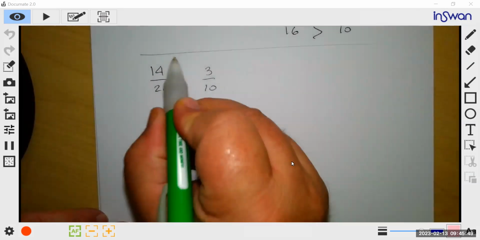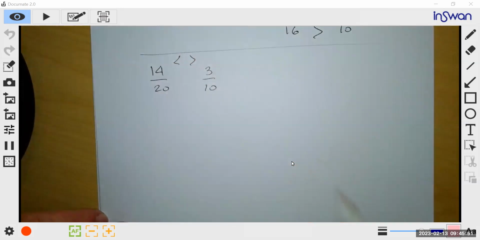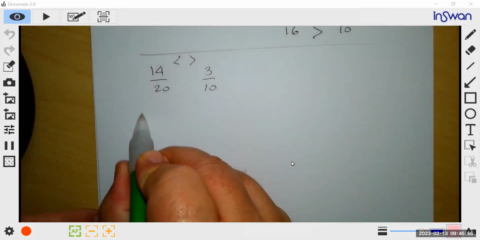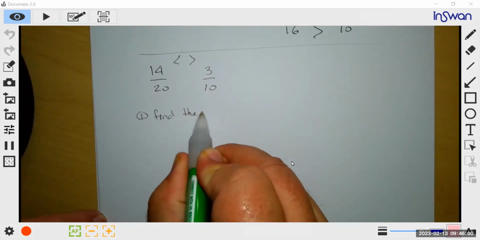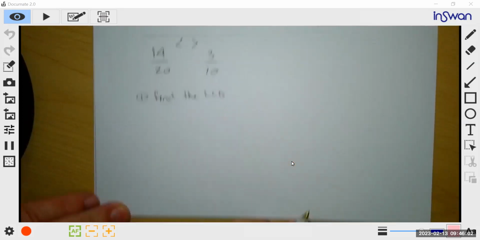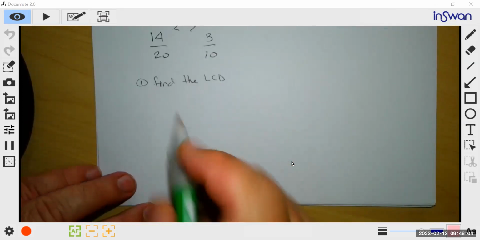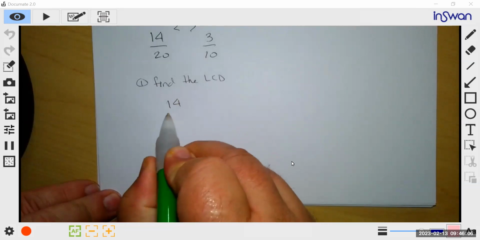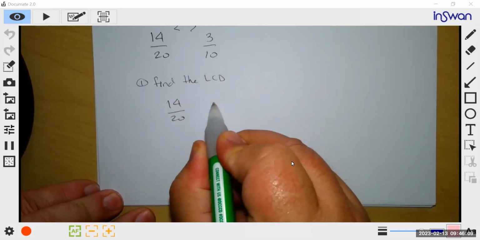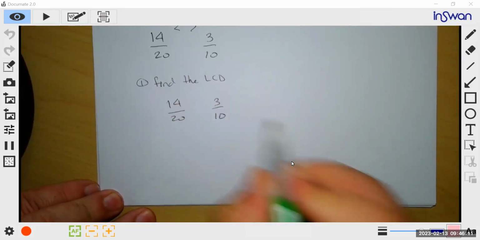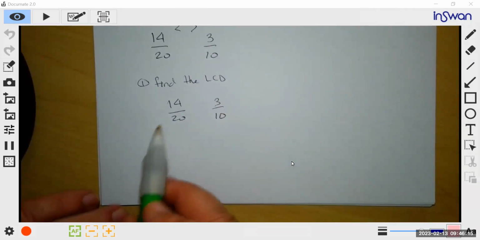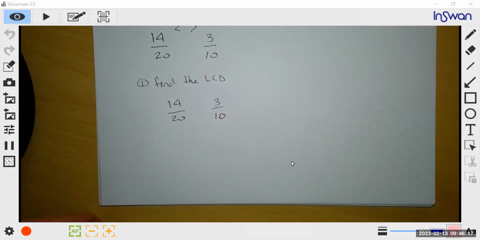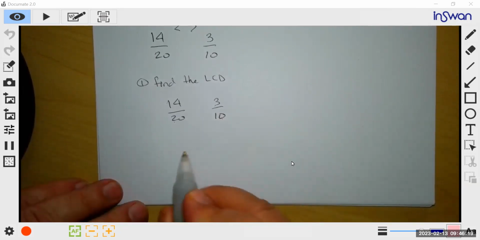So it's asking you, which one of these symbols do we put in there? So again, we'll do it both ways. Find the least common denominator. So I have 14 over 20 and 3 over 10. What's the smallest denominator both of these fit into? 20.